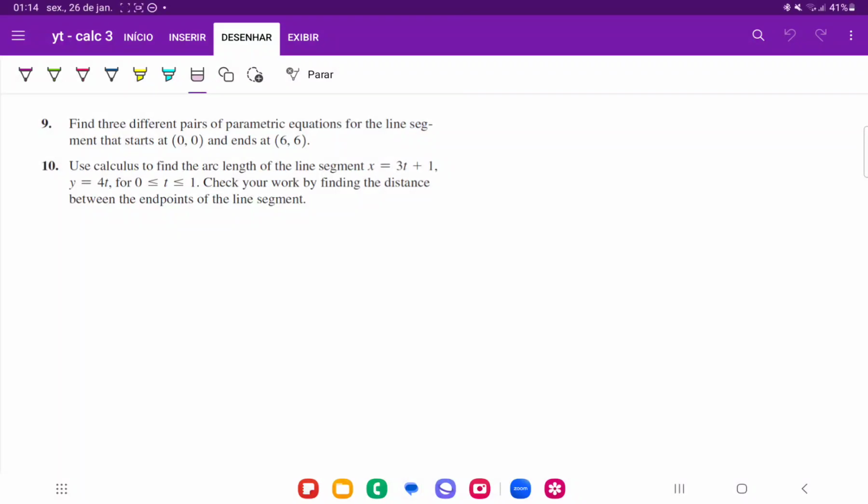So for problem number 9, we're trying to find 3 different pairs of parametric equations for the line segment that starts at the point (0, 0) and ends at the point (6, 6). So let's just draw what that looks like. It's going to be 1, 2, 3, 4, 5, 6, and 1, 2, 3, 4, 5, 6.